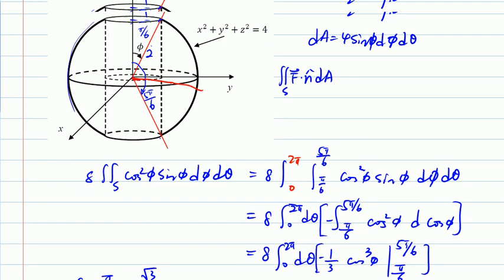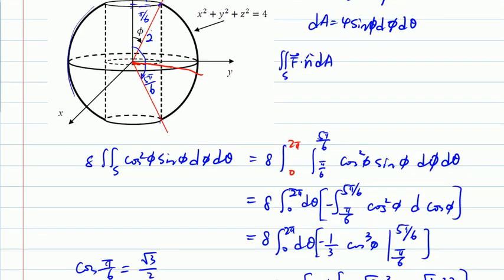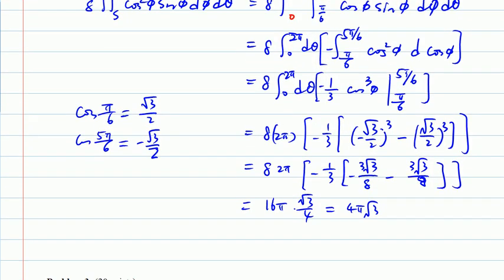Okay, so part B: show that the flux of this vector field through any part of the cylindrical surface is 0. Now we're talking about the surface of the cylinder, which is the inside here. Not the surface of the sphere, but the flux through the cylindrical surface, basically only the vertical cylindrical surface. You can do a similar thing there.